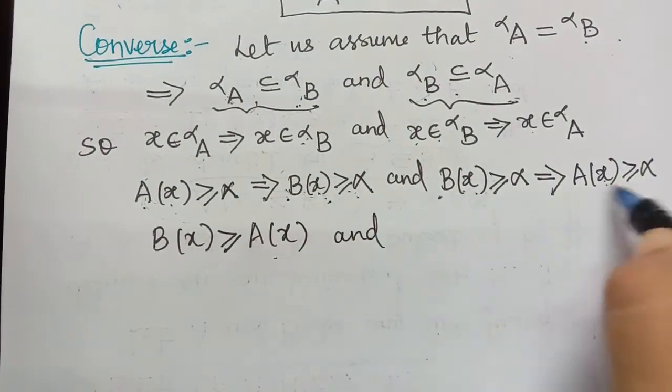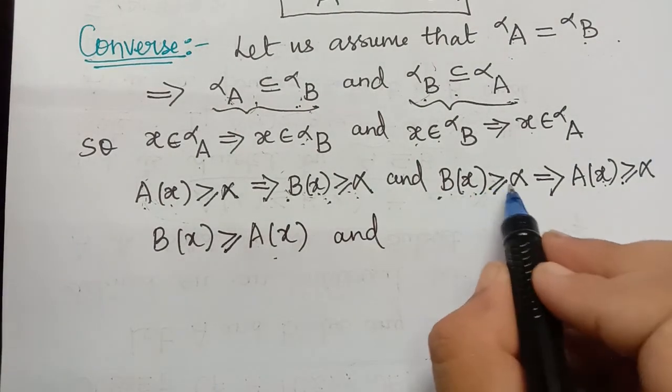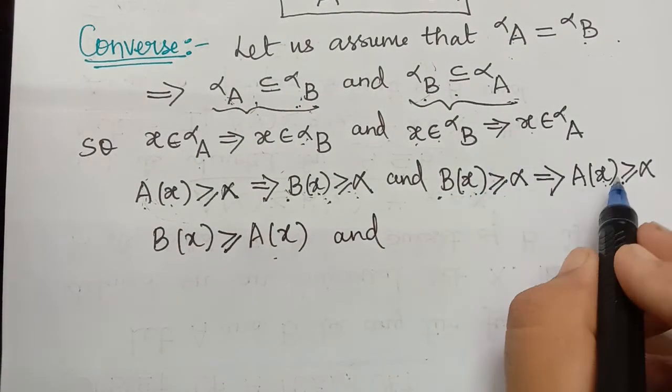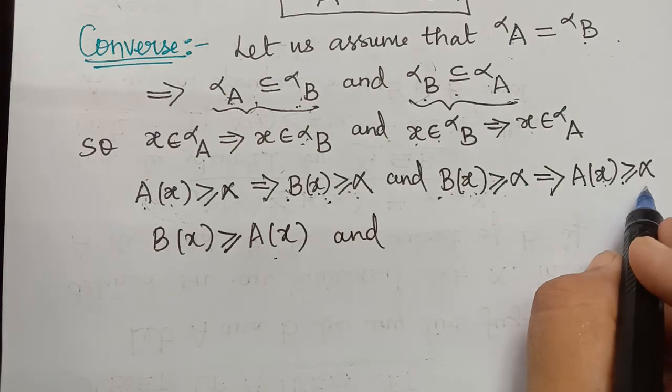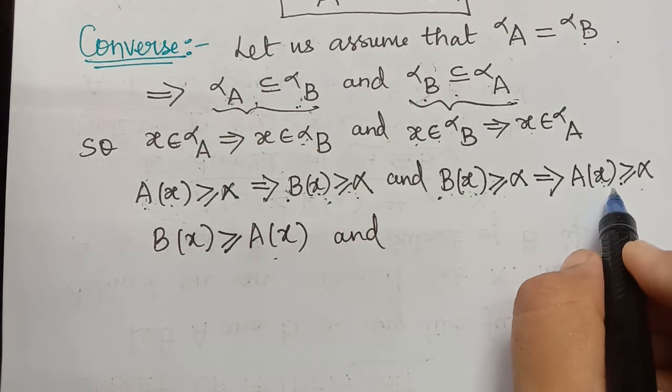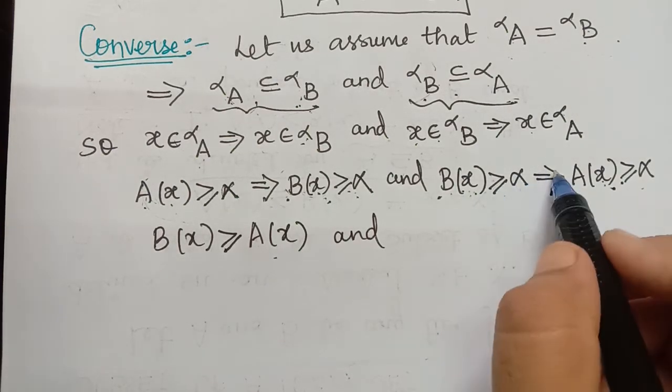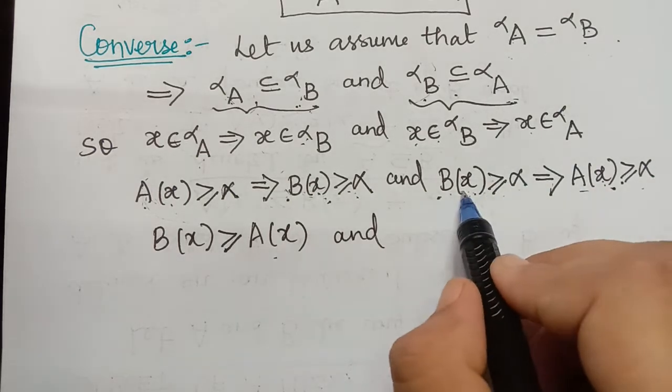And what about this here? B of x greater than or equal to alpha implies that A of x is greater than or equal to alpha. What does this mean? What do we understand by this? A of x is greater than or equal to B of x.